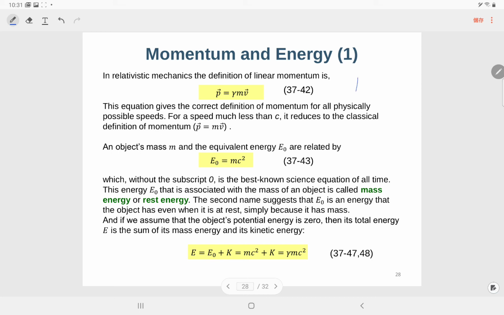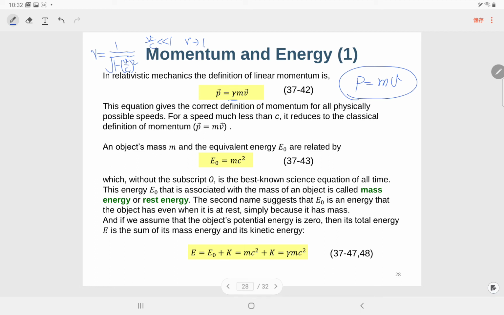In classical mechanics, we only consider p equals mv. But here, for p we also need to consider the Lorentz factor. This equation gives the correct definition of momentum for all physically possible speeds. For speeds much less than c, gamma reduces to about 1, because gamma involves the term v over c squared. If v over c is much smaller than 1 or tends to 0, then gamma will tend to 1. So it shrinks to this case.